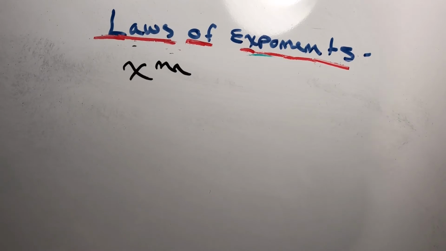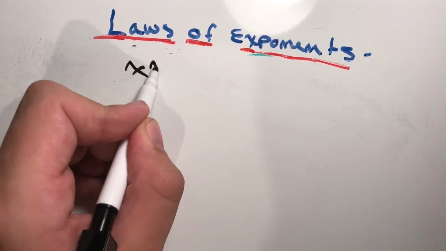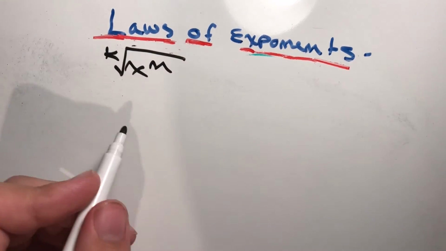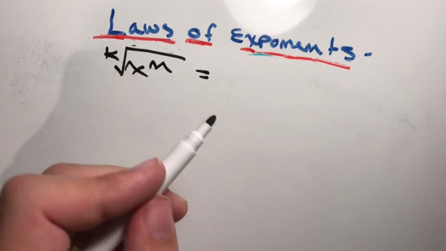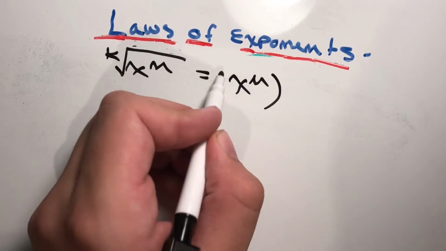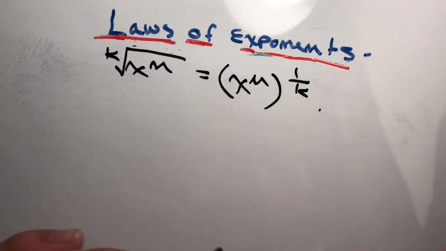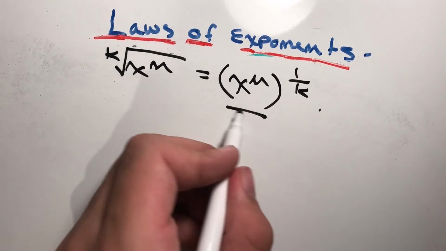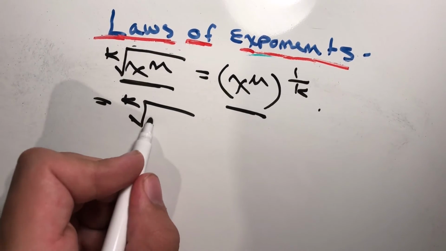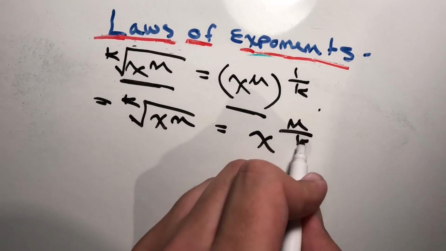So the question is, what happens if I take the kth root of x to the m? Not just x to any power, x to the m. How can I write this in a root-like form? If I take the kth root, all I'm doing is taking x to the m to the 1 over kth power. x to the m is my x in this case, and I'm taking that to the 1 over kth power. So this is another powerful general expression, another important identity, kind of the last one in this video: the kth root of x to the m is equal to x to the m over k.